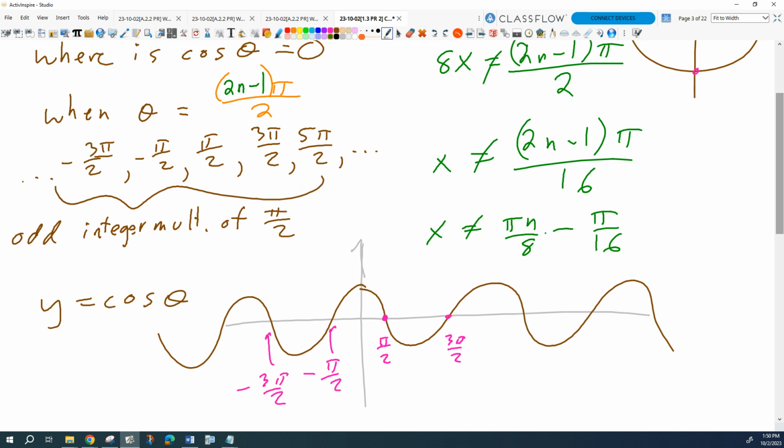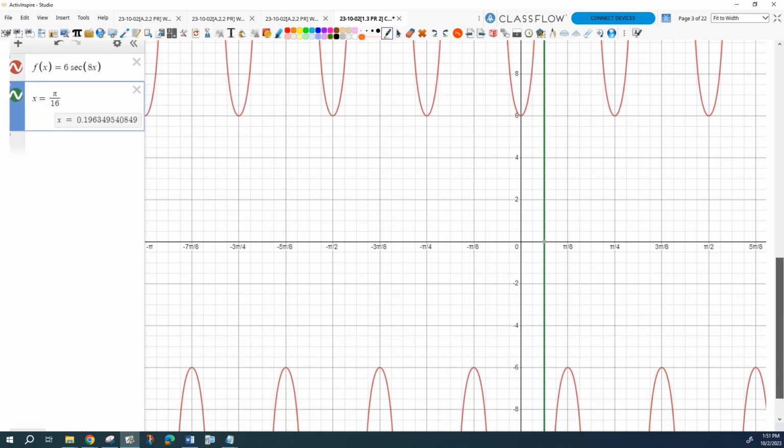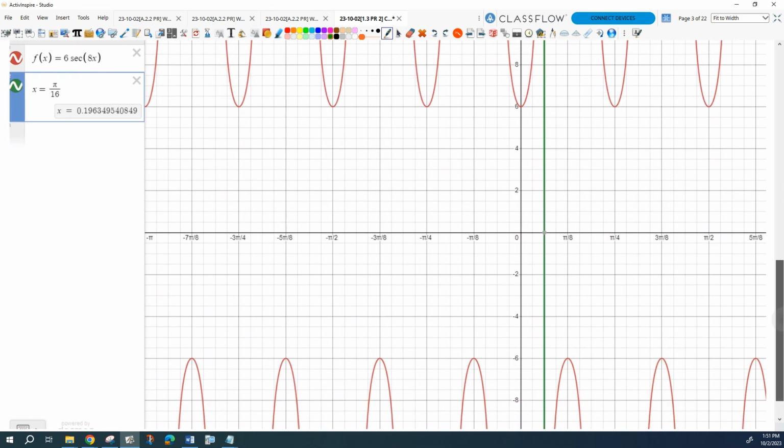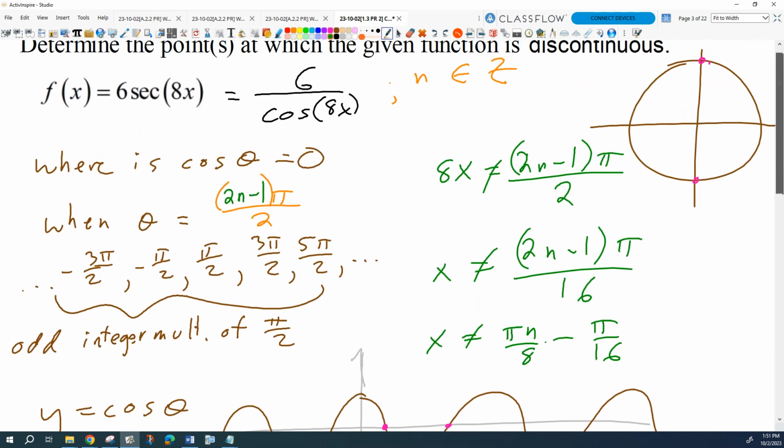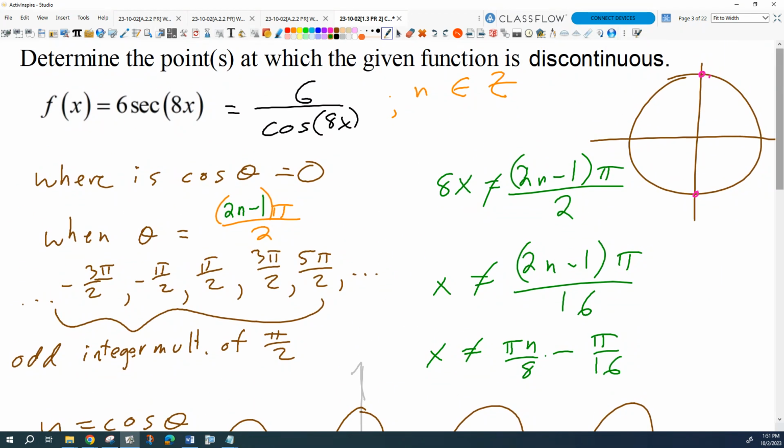N equals what? 2, sure. Okay, so what about 2? If I plug 2 in, I'm going to get pi times 2 over 8, that's pi fourths, right? Pi fourths minus pi sixteenths is 3/16 pi. At 3/16 pi, that's halfway between pi eighths and pi fourths, there's going to be another asymptote, right? If I want to go the other direction, I started with n equals 1.